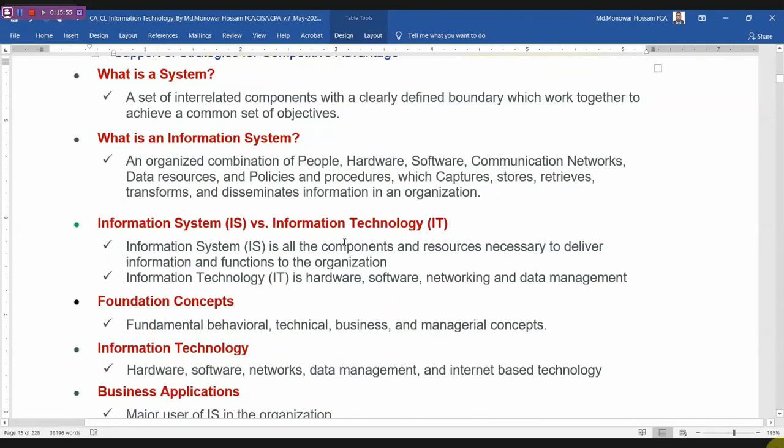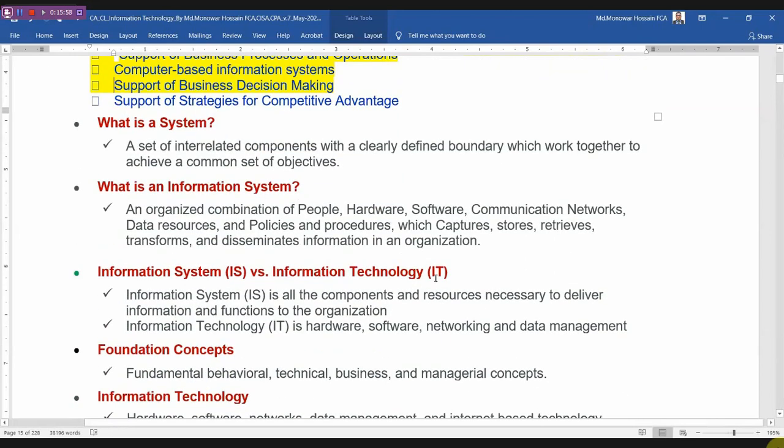So if there is a question, what is a system? The answer would be a set of integrated components with a clearly defined boundary which work together to achieve a common set of objectives. That means the objective should be based on the organization's mission and vision. A set of integrated, that means interrelated, components with a clearly defined boundary, that means what it has to do and what it may do, which work together to achieve a common set of objectives. It's called a system.